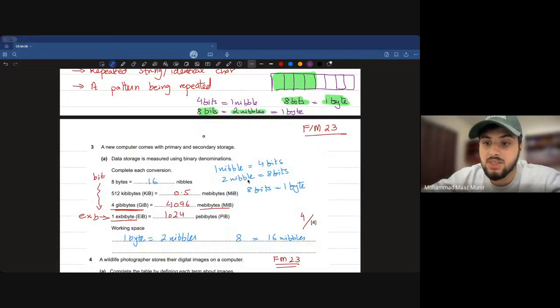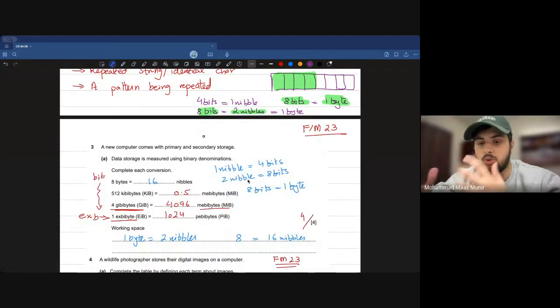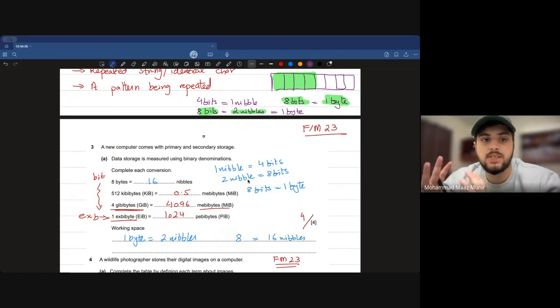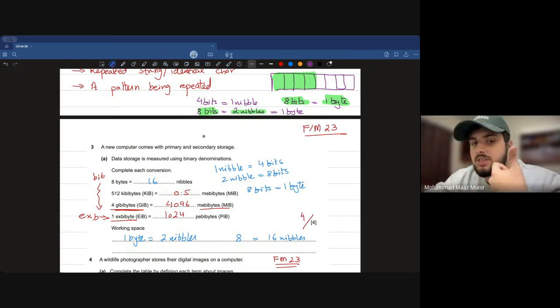Now the part where you say, sir, how does 1 nibble equal to 4 bits? That is something you have to memorize. You need to know this beforehand, that 4 bits are equal to 1 nibble. It's not like we have done any calculation. 4 bits are the smallest data storage, and when you take it 4 times, that's equal to 1 nibble.